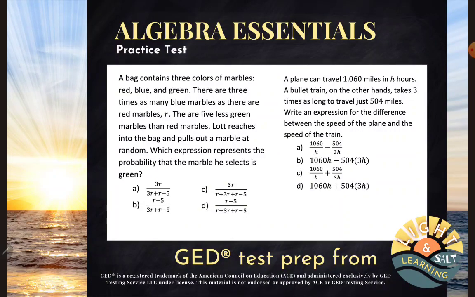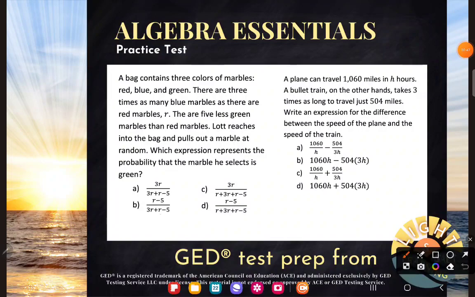First one, a bag contains 3 colors of marbles, red, blue, and green. There are 3 times as many blue marbles as there are red marbles. There are 5 less green marbles than red marbles. Lott reaches into the bag and pulls out a marble at random. Which expression represents the probability that the marble he selects is green?